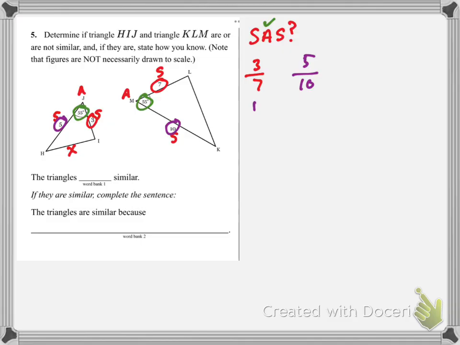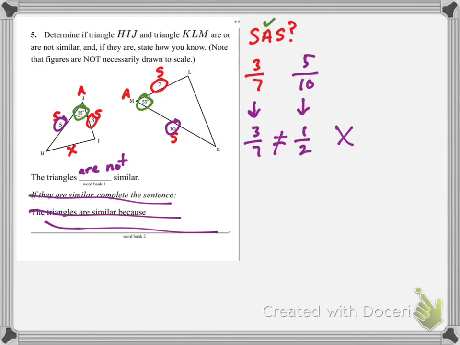3/7 is just 3/7. It doesn't reduce; it's already in lowest terms. 5/10 reduces to a half. Are those fractions the same? No, they're not. If those fractions aren't the same, that means the triangles are not similar. And that's the end of the problem. You don't have to choose from the second word bank because they're not similar, so you don't have to choose AA or anything like that. You won't need this. This would be your answer.